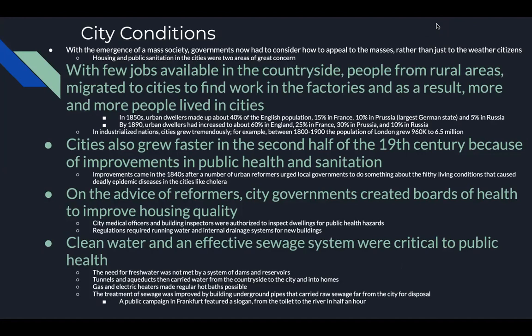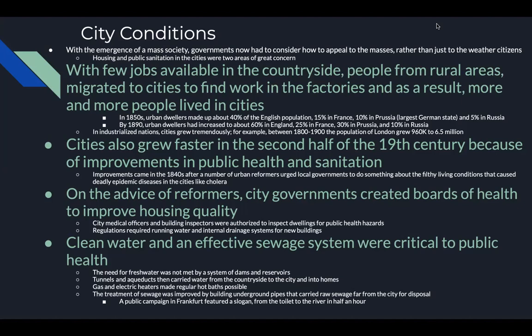In the 1850s, urban dwellers made up about 40% of the English population, 15% in France, 10% in Prussia, and 5% in Russia. 40 years passes. In 1890, urban dwellers were 60% in England, 25% in France, 30% in Prussia, 10% in Russia. In industrialized nations, cities grew tremendously. For example, from 1800 to 1900, the population of London grew from just under 1 million people to 6.5 million people. So almost 6 million more people living in London in the span of 100 years.